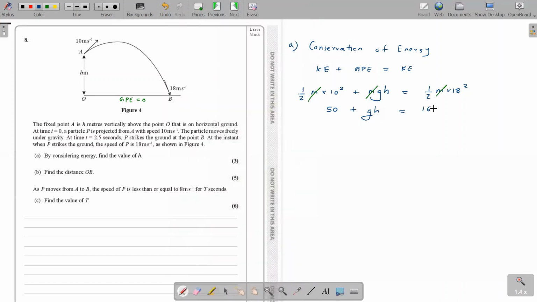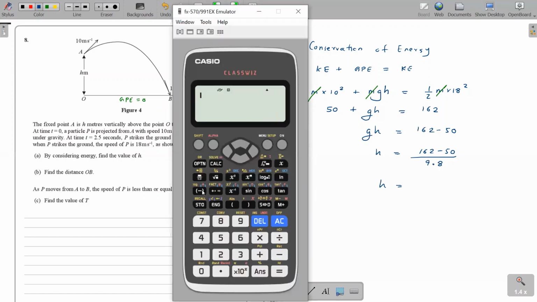So I get here GH equals 162 minus 50. So H equals (162 minus 50) divided by G. You should know by now in M2 we use G as 9.8. So type this in the calculator: 162 minus 50 divided by 9.8. And I get here H is 80 over 7 or 11.4.